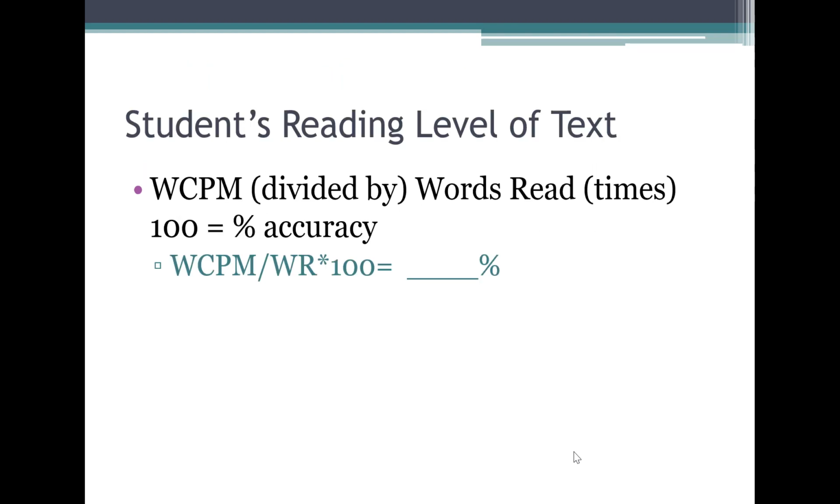And then you want to know what level the student is. Very similar again to the running record, where there is instructional level right in the middle where we want them. There is also independent level, which means the text was too simple, and the frustrational level, which means the student read something that was too difficult. So when we're looking for the level of text, we take the words correct per minute divided by how many words the student read, and multiply by 100 to get your percentage. So words correct per minute divided by words read times 100 for the level of text.